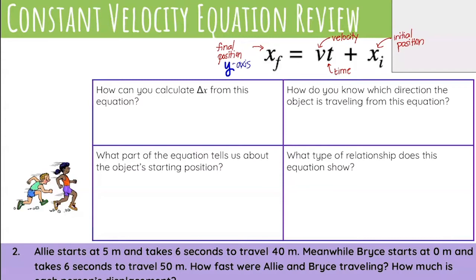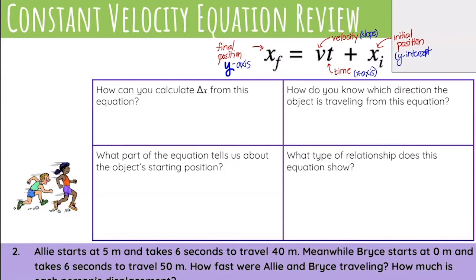And velocity is our slope, and time is our x-axis on our position time graph, okay? And initial position is our y-intercept. Okay, so now that we reviewed what each of the letters mean in our equation, let's go ahead and answer these questions, okay?